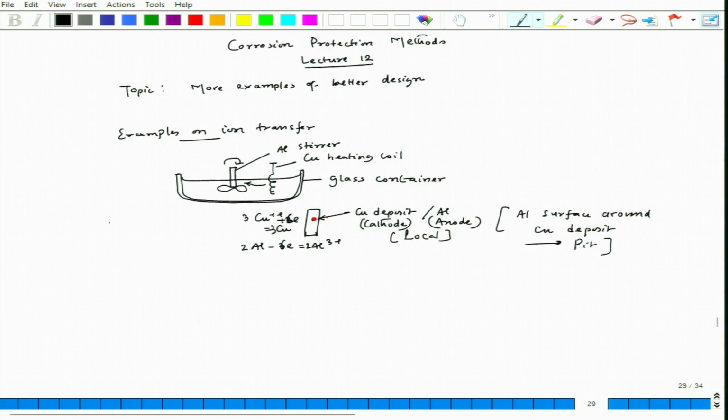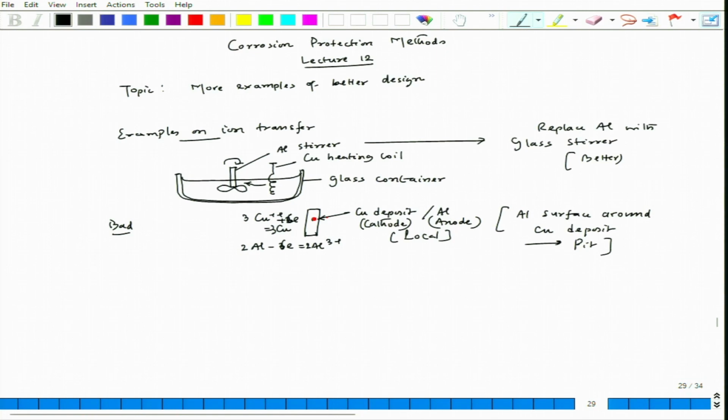So, this is, we can say, bad design or poor design. The better option could be, instead of an aluminum stirrer, replace it with a glass stirrer. So, replace aluminum with a glass stirrer. This is a better design. The copper deposit effect and the pit formation will not be there. So, this is one example.